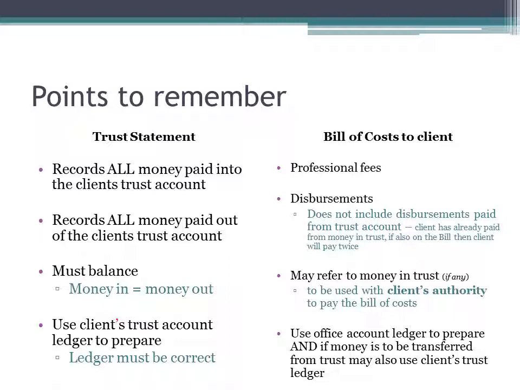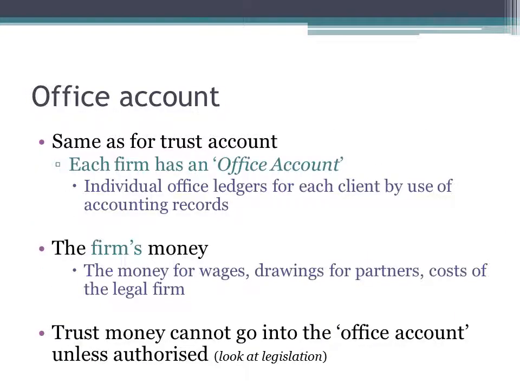Now, it may be on a bill of costs that you refer to money in trust. Sometimes there might be money held in trust, and that would be used with the client's authority to pay the bill of costs. The office account is not the same as the trust account. Each firm has an office account and there are individual office ledgers for each client. Again, it is the accounting records that separate the office ledger for each client.